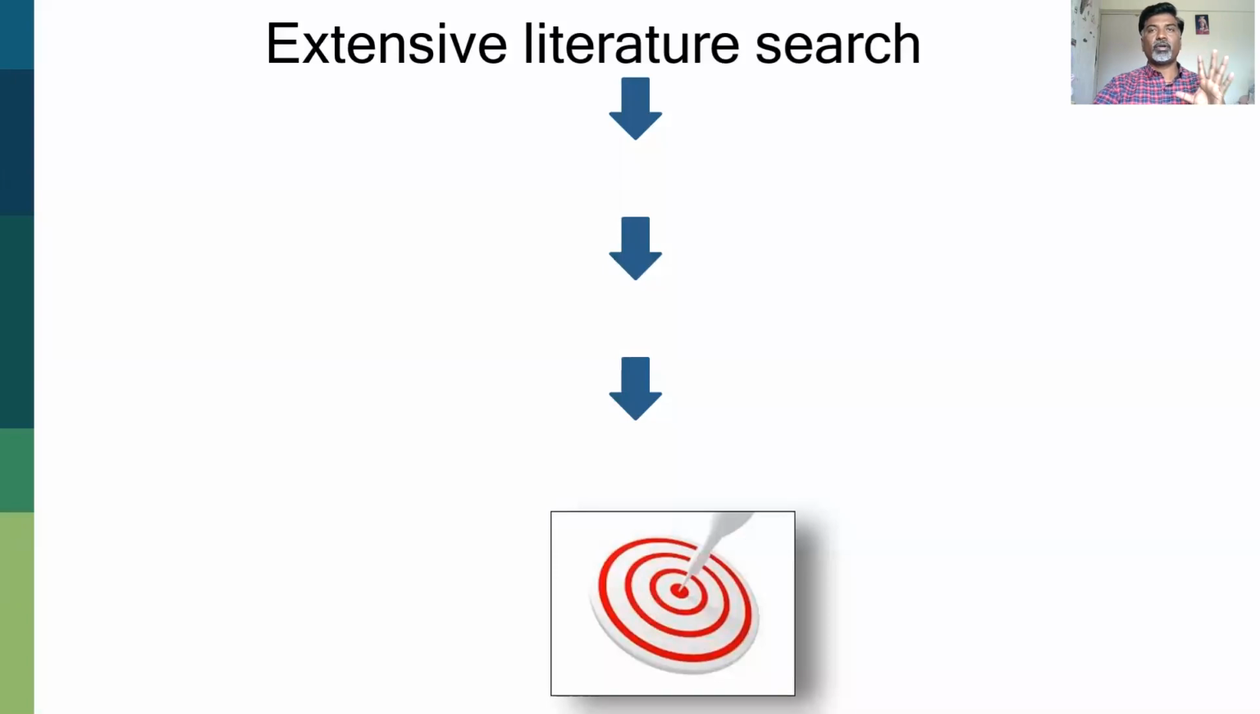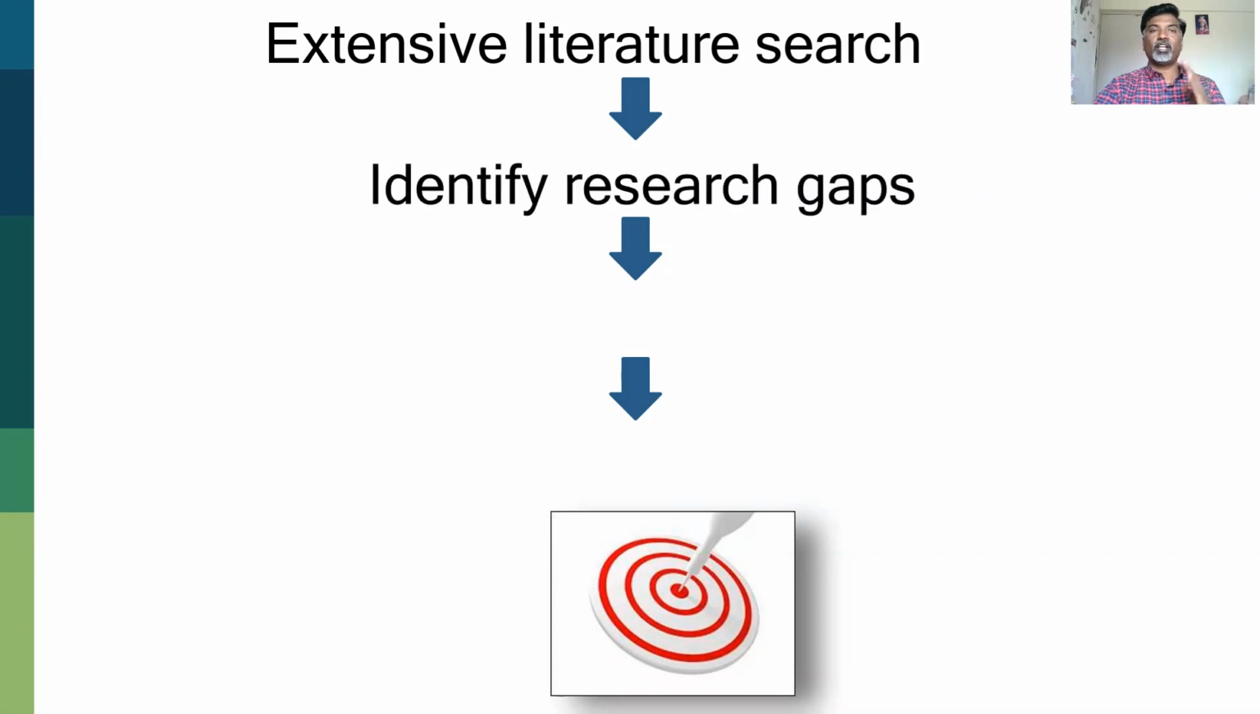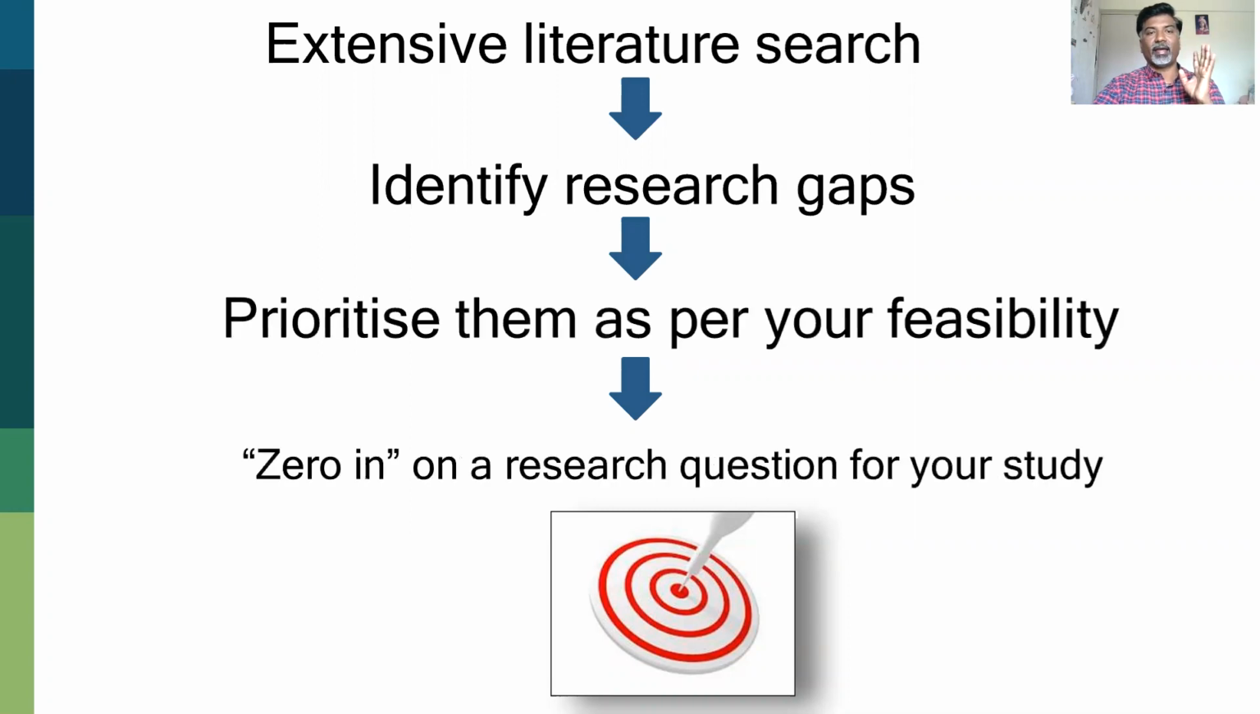So for that purpose, first of all, you have to do an extensive literature search. You have to search about what other researchers have completed in their studies, what findings they have observed, what limitations they observed, and on the basis of that, you have to identify the research gap. What issues they researched and identified, what they discovered, what different problems and issues created that gap, you have to identify, and on the basis of that you have to prioritize them as per your feasibility.